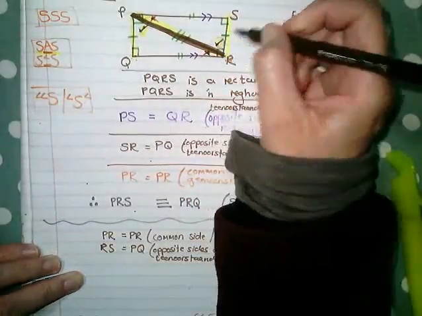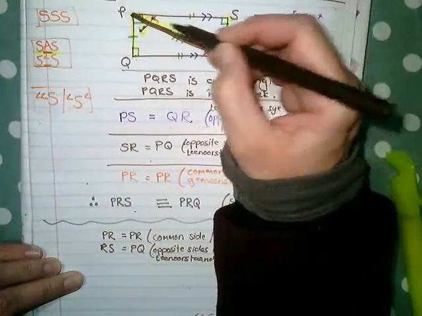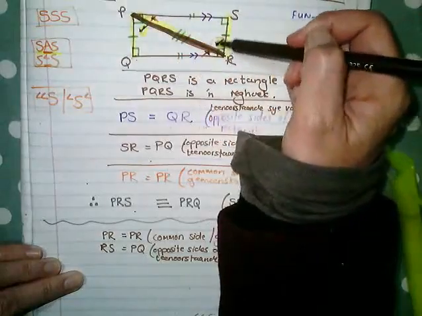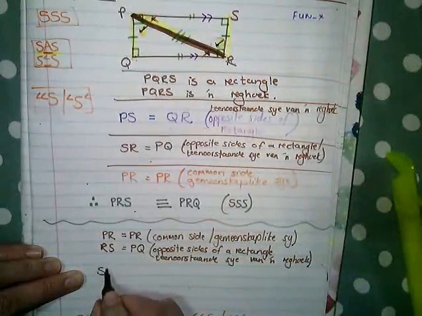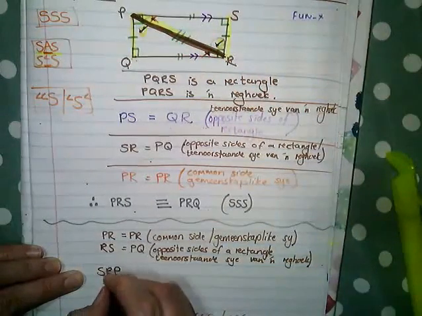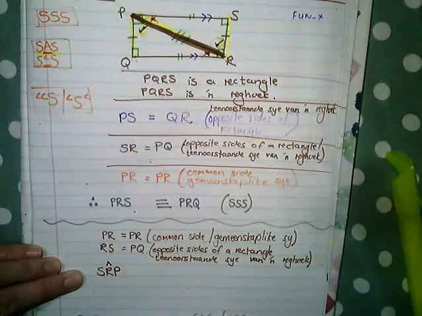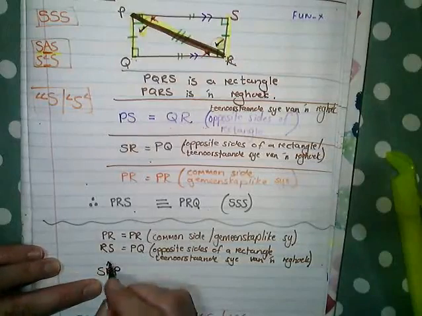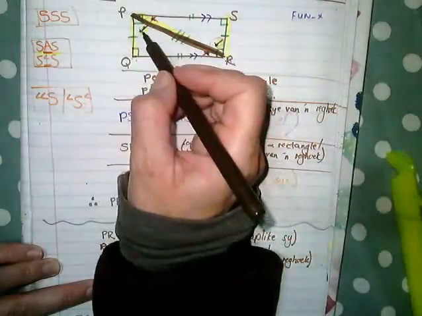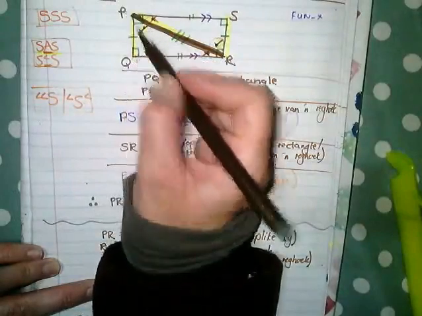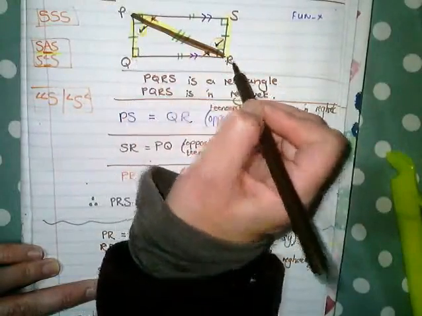SRP. This angle will be named SRP. So SRP, and we write a little triangle above to indicate that that's an angle. R is going to be equal to that angle P, QPR. Sorry, QPR.